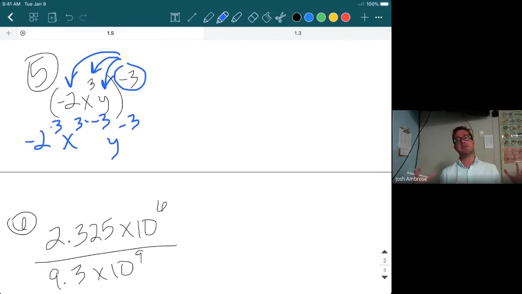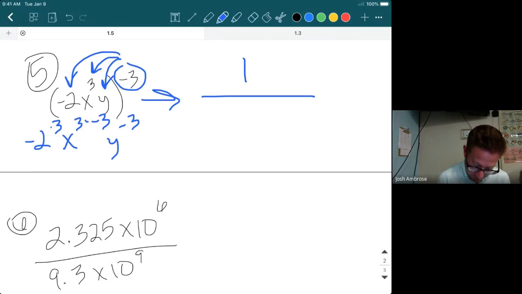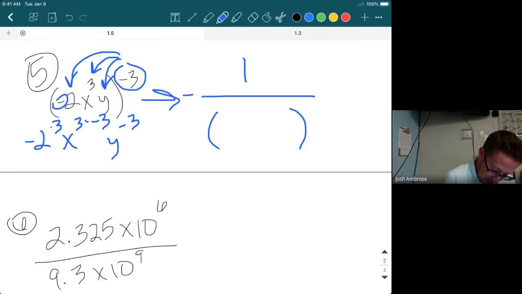If you ever see a whole set of parentheses, and on the outside is a negative exponent, step 1, flip the whole set of parentheses. Here's the direct method. 1 over, then parentheses. Now, mind you, do you notice how we have that negative sign right there in front of the 2? We are going to put that negative sign right there in front, and then we don't need to worry about it anymore. It's been dealt with.